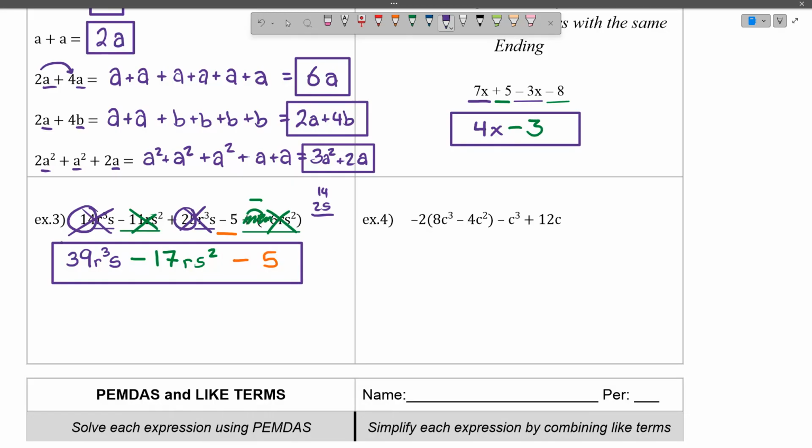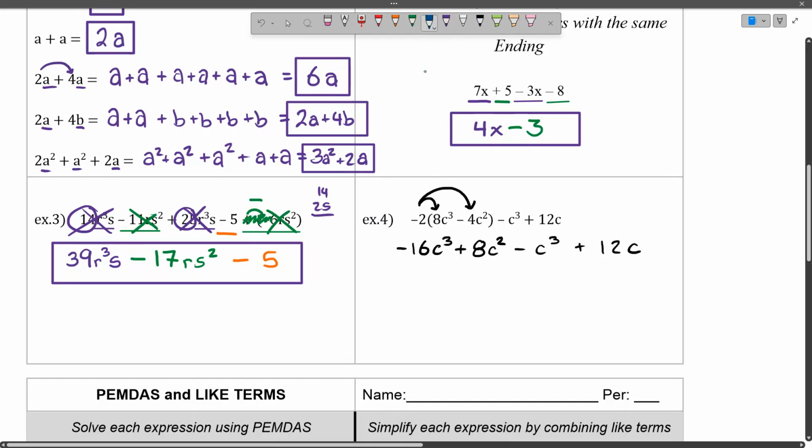All right, example 4 is where it gets just a little tricky because it looks like we have to do some simplifying first. So let's simplify this a little. We'll distribute this negative 2 times 8 and this negative 2 times negative 4. Let's start here. Negative 2 times 8 is negative 16 c cubed. Negative 2 times negative 4, well, a negative times a negative is positive. 2 times 4 is 8, and we keep the ending the same. And then we can just write the rest: c cubed plus 12c.